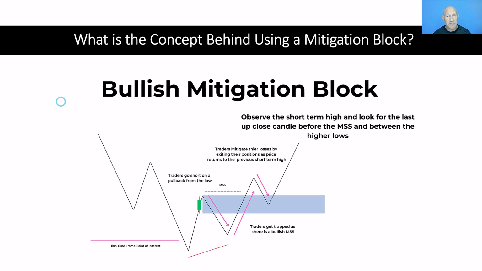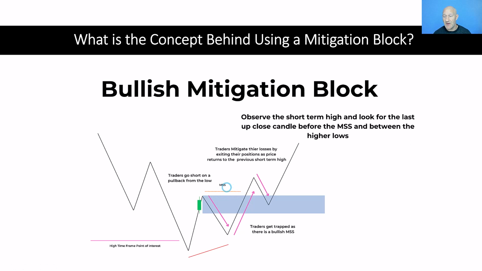So for our bullish mitigation block, we effectively have the opposite happen. So we have a bearish trend. You can see we create the low, the market then pulls back and traders are going short on this pullback. The market trades lower again, but you can see once again, we don't breach this low here. We actually create a higher low. The market then starts to trade higher and we get a bullish market structure shift.